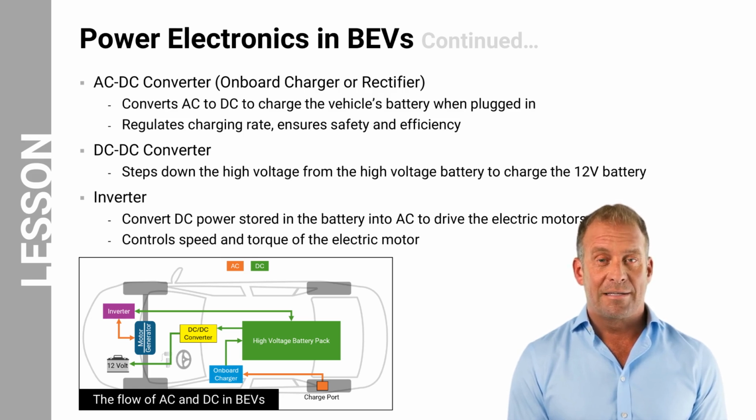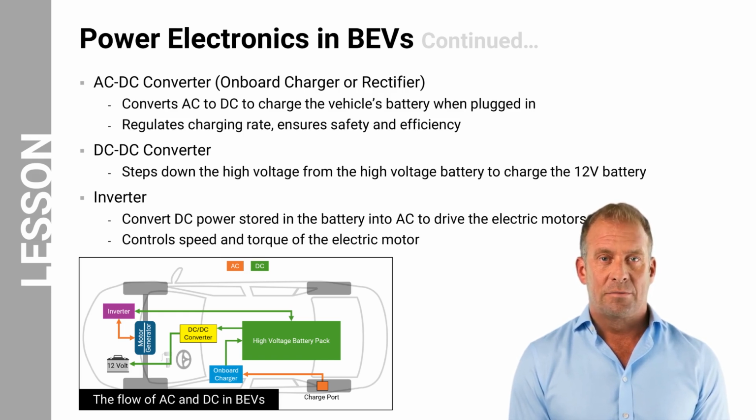It converts the AC from the power source into DC to charge the battery pack. It also regulates the charging rate, ensuring the safety and efficiency of the charge. The DC-DC converter is responsible for converting the high-voltage DC from the battery pack to lower voltages suitable for various auxiliary systems and components, such as the low-voltage battery, lighting, and electronics.